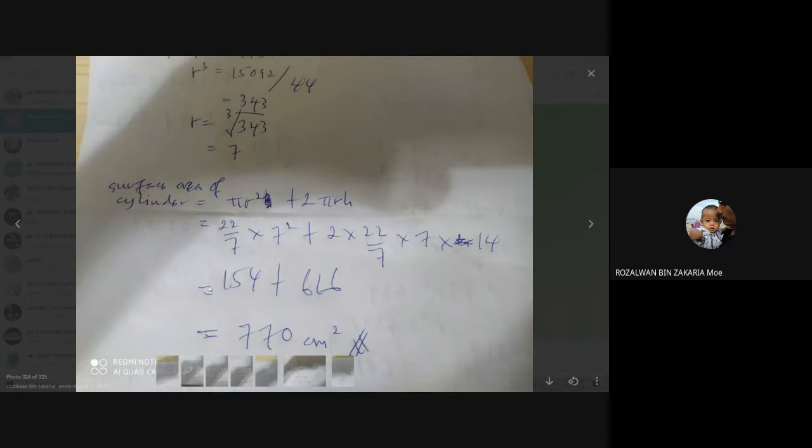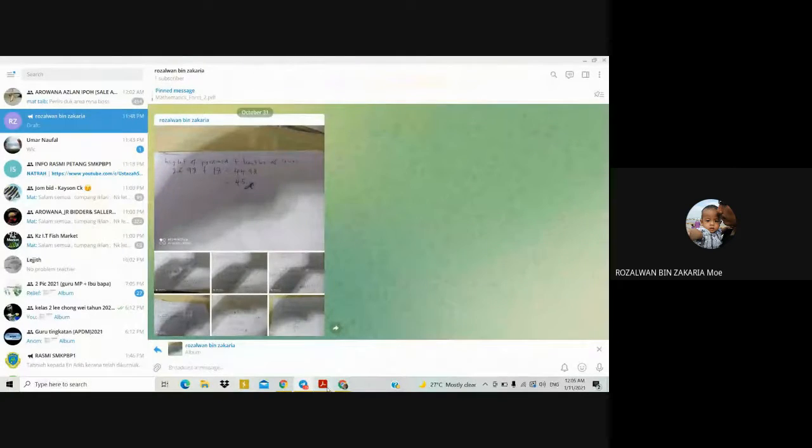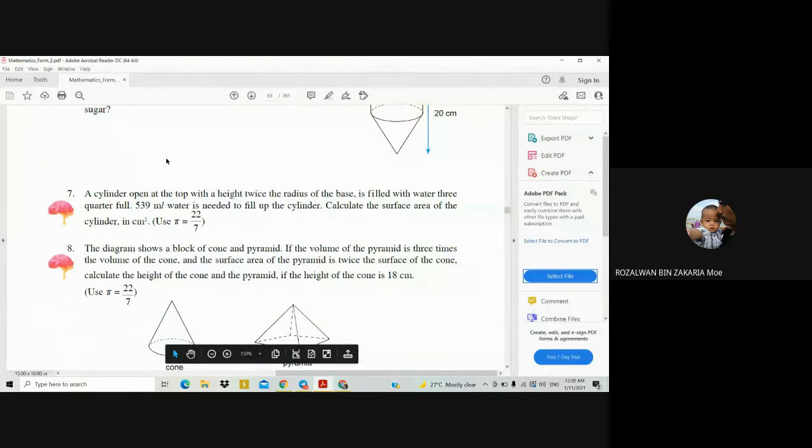Then after you solve this, you will get 154 plus 616, which equals 770 centimeter squared. So that's the answer for question 7. The answer for question 7 is 770 centimeter squared.